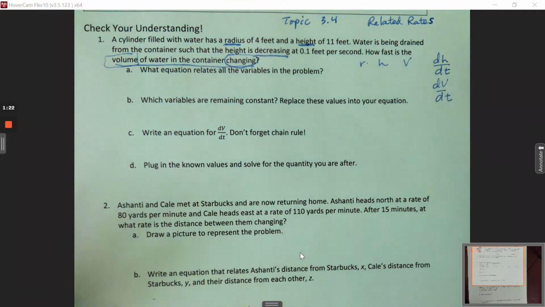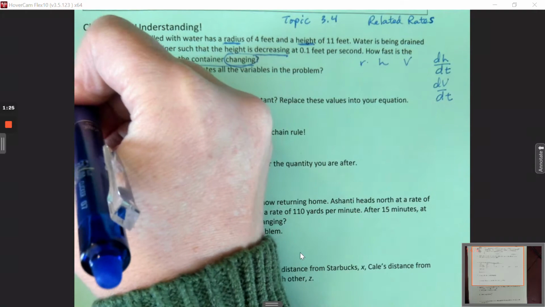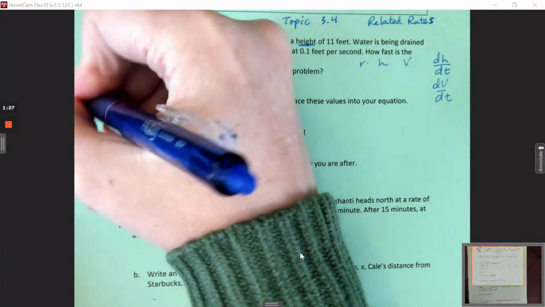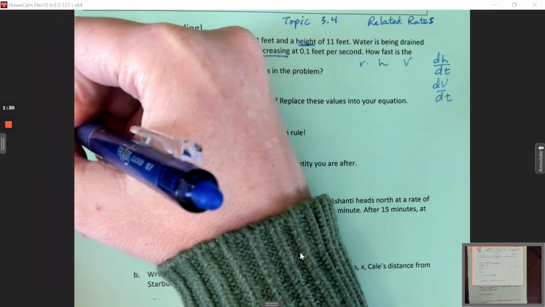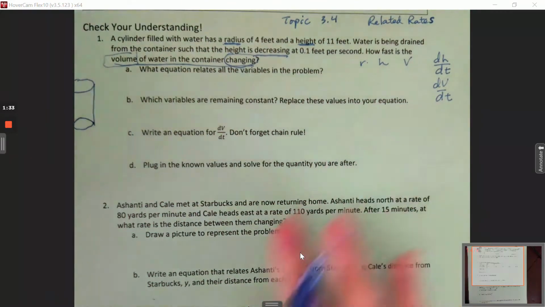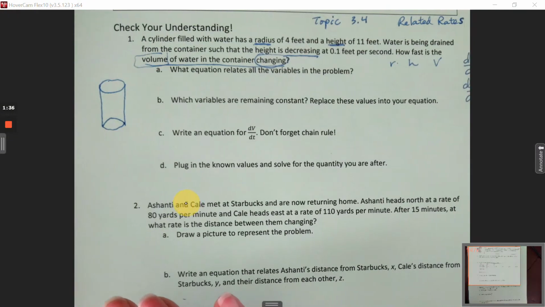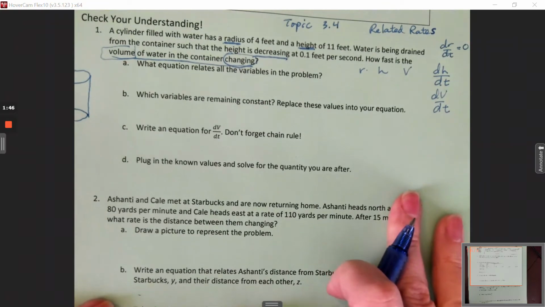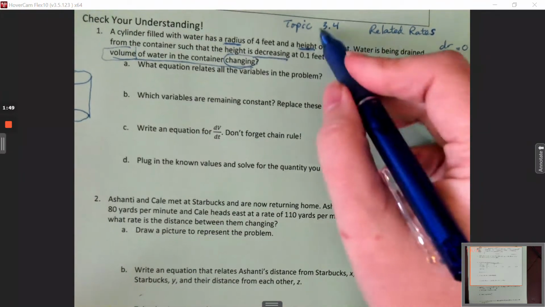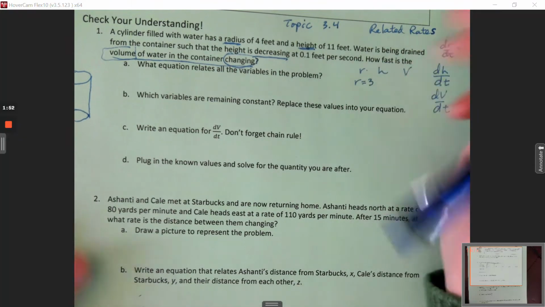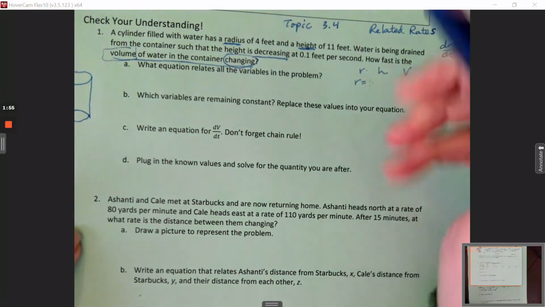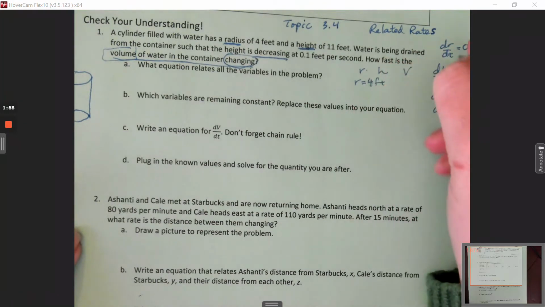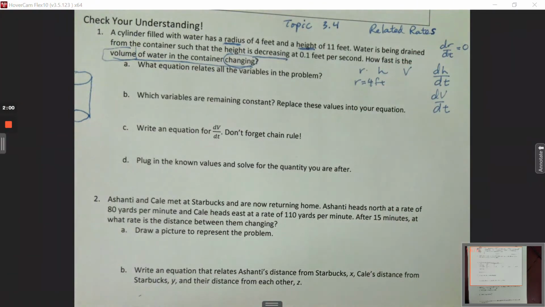And the cylinder, assuming you know what a cylinder is, looks like this. So the radius is not changing. The dr/dt is 0. It is a constant, so you can treat the radius, well, the radius is 4, so maybe r is not a variable. R is 4 feet, and so dr/dt is 0 because it's not changing.